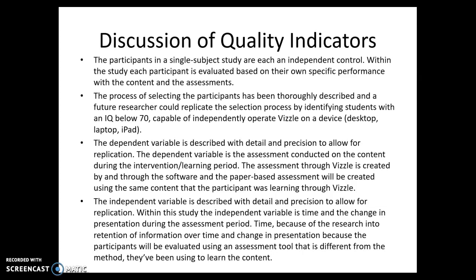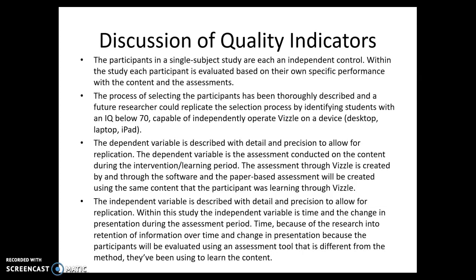And the dependent variable is the assessment that we conduct on the content, and that assessment is through VISL, which VISL creates, and then also the paper-based assessment that will be aligned to the same content that the students are working on. And the independent variable also described with detail. Sorry, that's my cat. And it's time and the change in presentation over the assessment period.